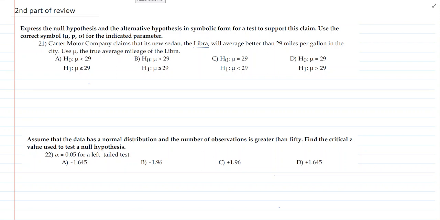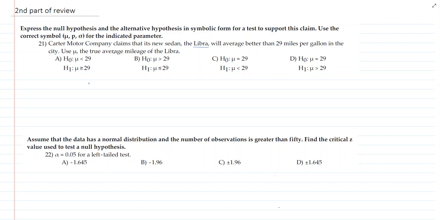Let's get started on our second part review for the final. I'm going to start at 21. I think I did this one in class, but I'm going to start there. It says to express the null hypothesis and the alternative hypothesis in symbolic form. So we're reading for content.